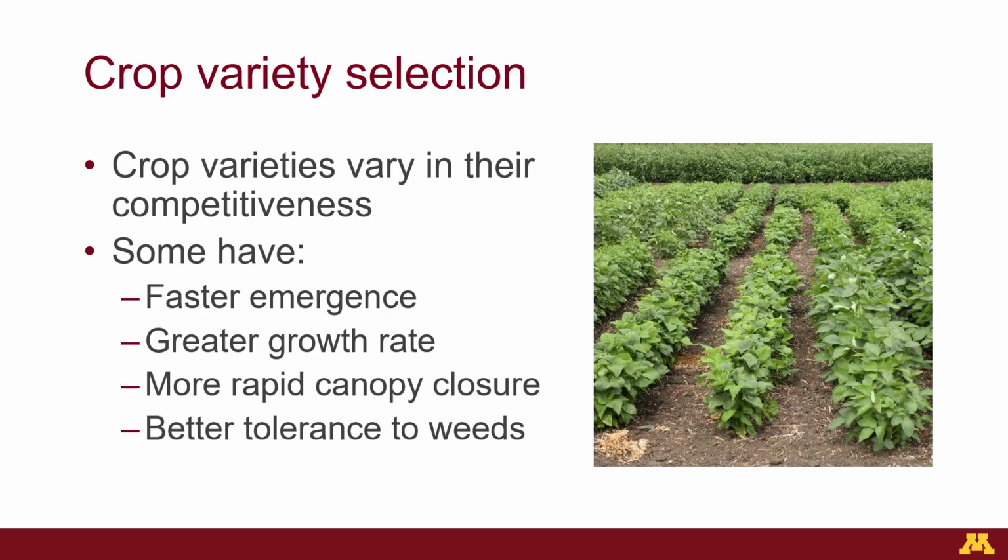Some crop varieties may have greater competitiveness because they emerge faster, grow faster, close their canopies faster, or simply just have a better general tolerance to weeds. Some of this information on traits can be obtained from seed companies or variety trials. But in most cases, it is best to try out varieties or hybrids yourself to see if they perform competitively under your conditions.